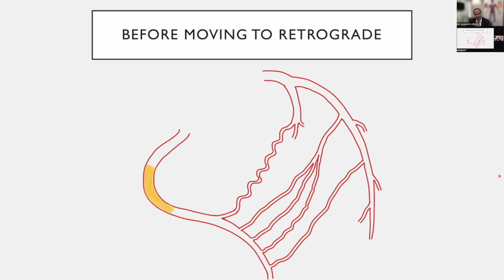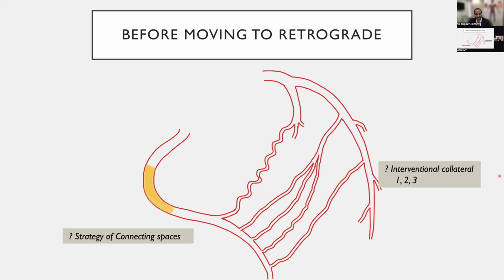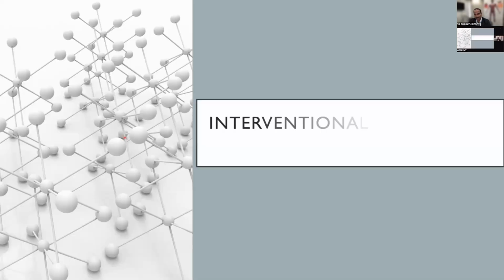Before moving to retrograde, what we have to make sure of is, one, interventional collateral: what are the options you have? You have to figure that out. And what is the strategy of connecting spaces? Yes, you go retrograde, but you should have a strategy to connect spaces. Then what are you going to do after crossing the CTO? Are you going to externalize or not? Answer all these questions and then move on to retrograde.